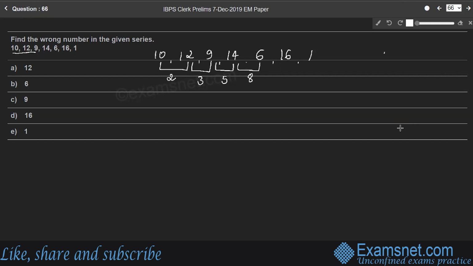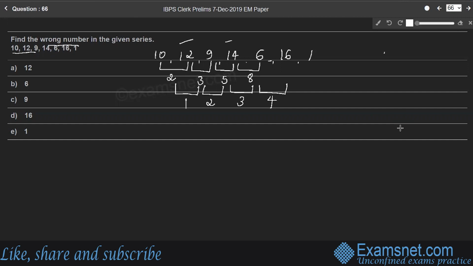Before moving to the next step, let us look at the differences. The difference between the differences 2 and 3 is 1, between 3 and 5 is 2, and between 5 and 8 is 3. So the next difference has to be 4. In the given series, one number is wrong, and we have to find it.